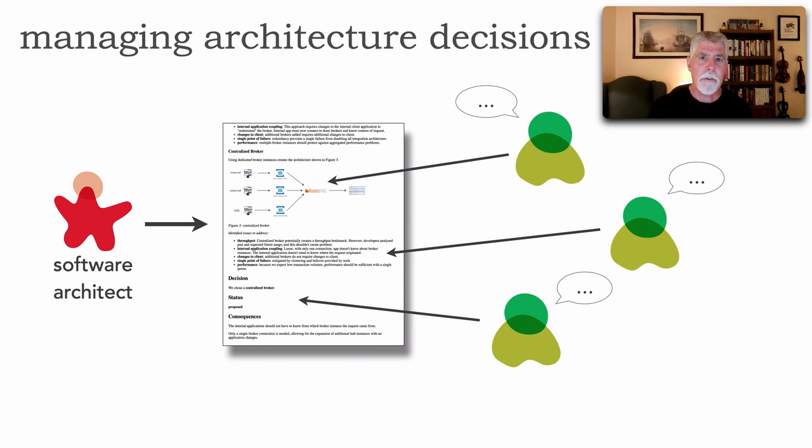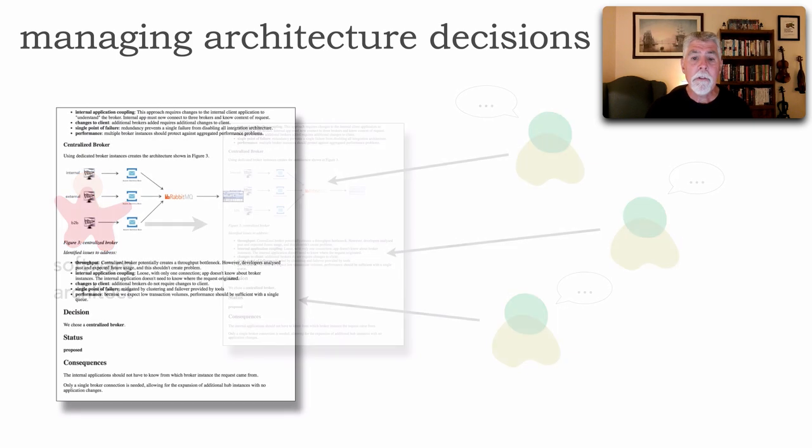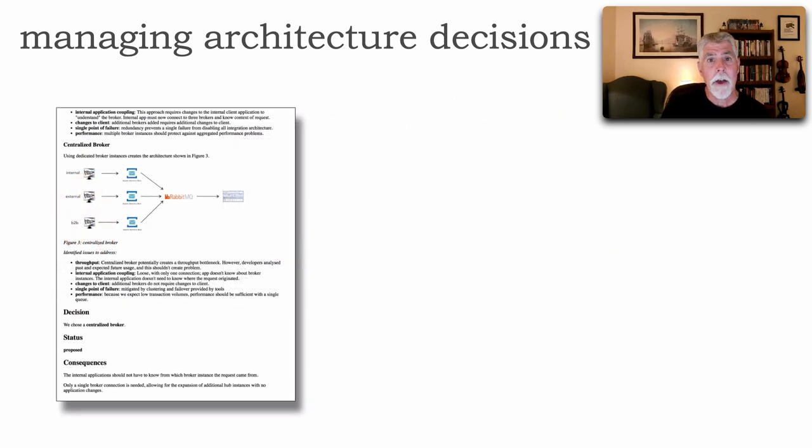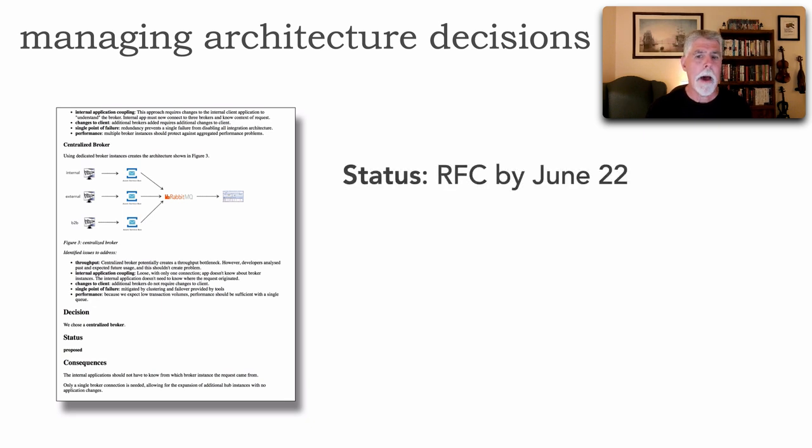One of the things I do for this very common situation is to create a new status type. I mean, here's the nice thing. You could do anything you want to with an architecture decision record. So here's the typical form I use. I create a new status type.